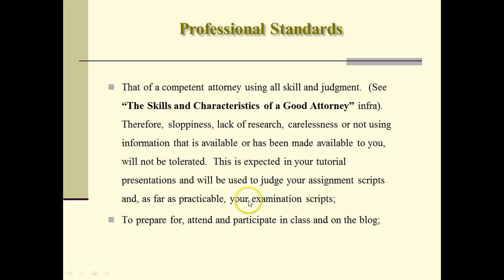Now, overriding all of these things are what I call professional standards, that of a competent attorney using all skill and judgment. Okay, that's what I'm looking for from you. And therefore, sloppiness, lack of research, carelessness, or using information that is available, or not using information that is available, or has been made available to you, will not be tolerated.